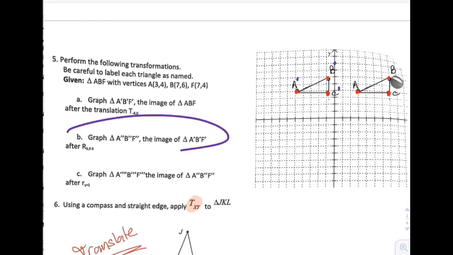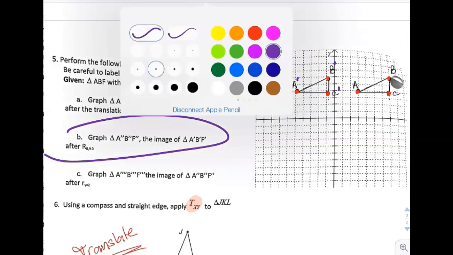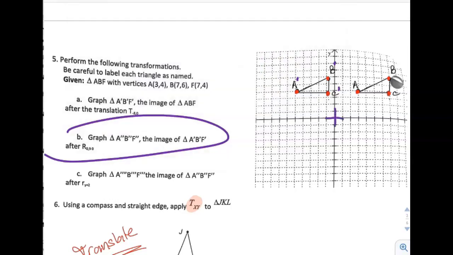Step 2 says, rotate the newest one about the origin 90 degrees. So you're going to put your patty paper here, and you're going to rotate 90 degrees, which is this way.